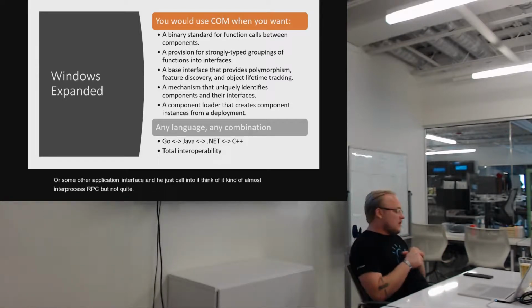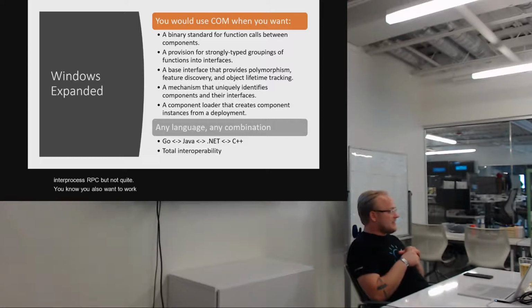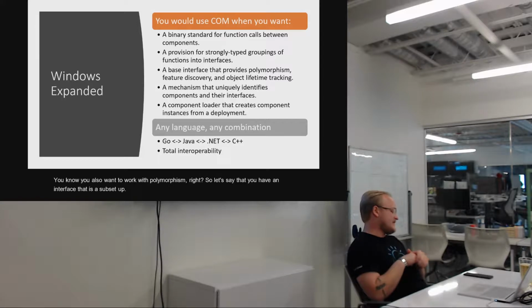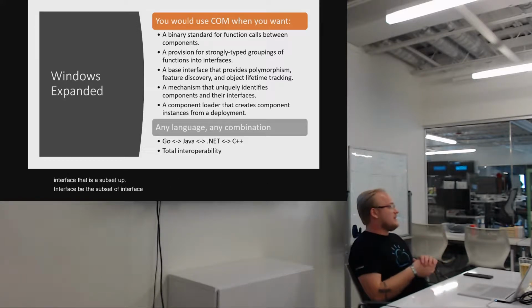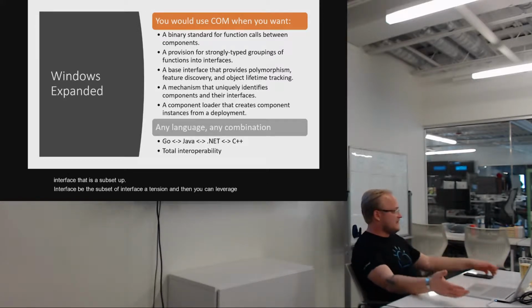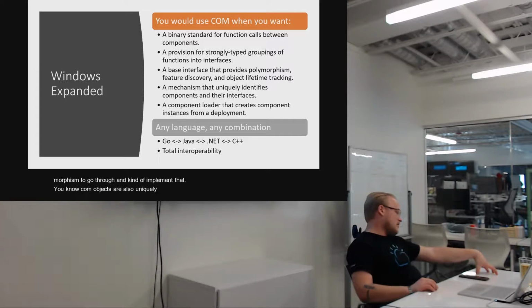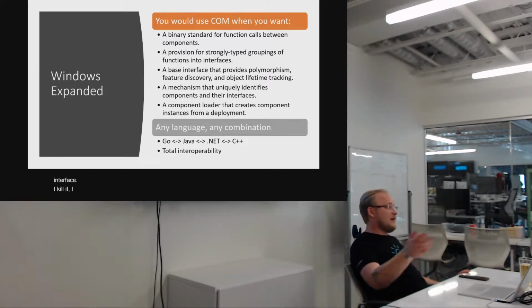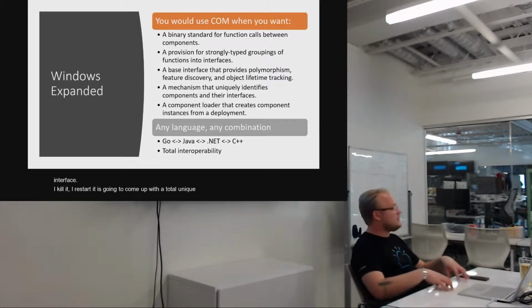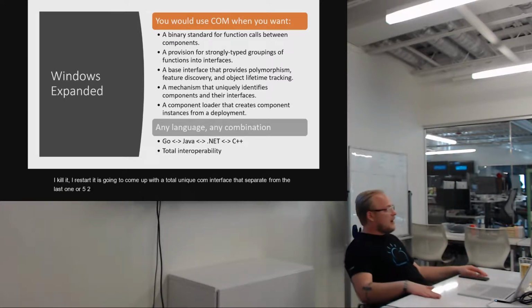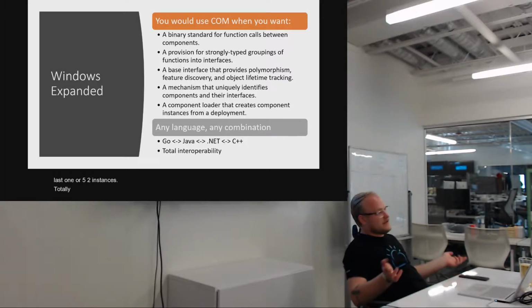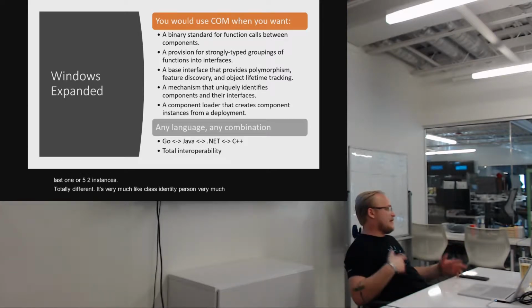You also want to work with polymorphism, right? So let's say that you have interface B that's a subset of interface A, or an extension, then you can leverage COM's polymorphism to implement that. COM objects are also uniquely identified, so if I start Go application A with a COM interface, and I kill it and restart it, it's going to come up with a totally unique COM interface that's separate from the last one, or if I have two instances, totally different. It's very much like class identity, or like identity in your standard OOP constructs.